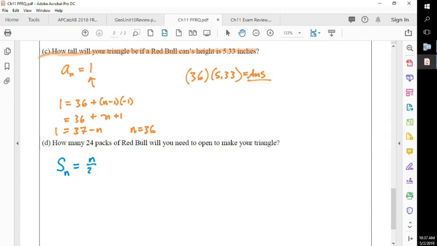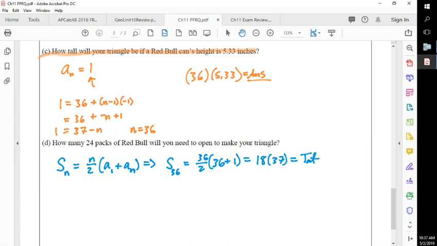It looks like this: n divided by 2, and then you go first term plus the last term. In this case, it would be a sub 36. That would give you guys a sum. So this is going to lead us to do this: the sum of 36 rows. N equals the rows. So we have 36 divided by 2, and then we have the first number and the last number. What's my last number? Uno. So we do this. This is going to be, what is that, 18? 18 times 37. And that will give you the total number of cans.